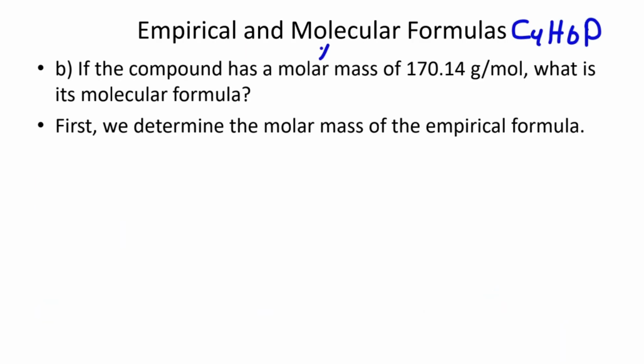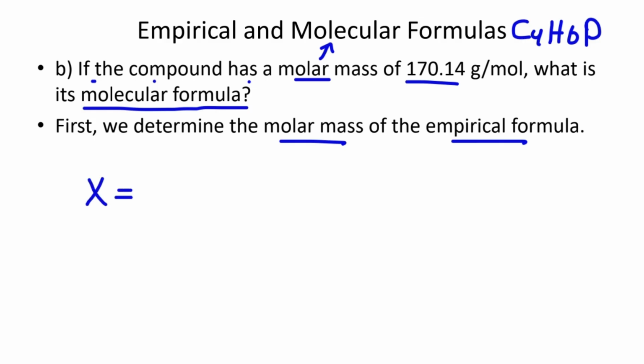Now another question for the molecular formula. If the compound has a molar mass of 170.14 gram per mole, what is its molecular formula? In order to find the molecular formula, we need to find the molar mass of the empirical formula. Now look here. We are going to find the X number. What X represents is the number that we are going to multiply by the empirical formula in order to find the molecular formula.